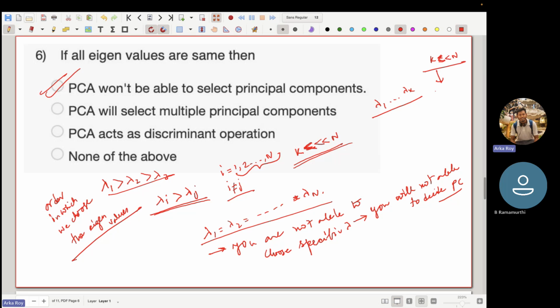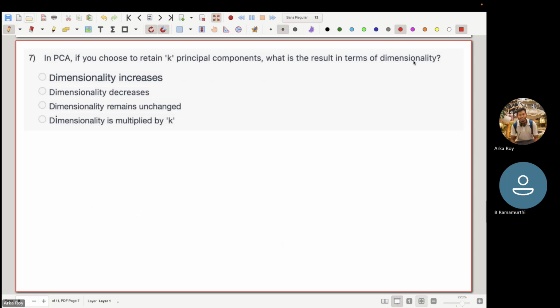So that means you are truncating the information while reconstructing the data, and therefore what you are doing effectively is reducing the data dimension. So actually you are reducing the data dimension.